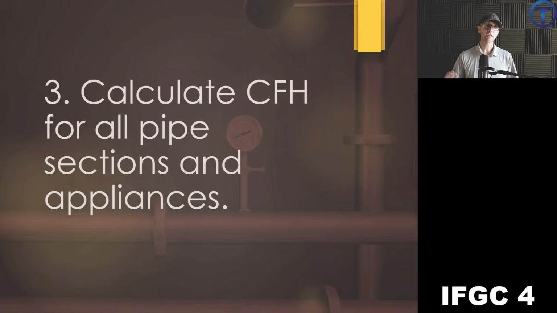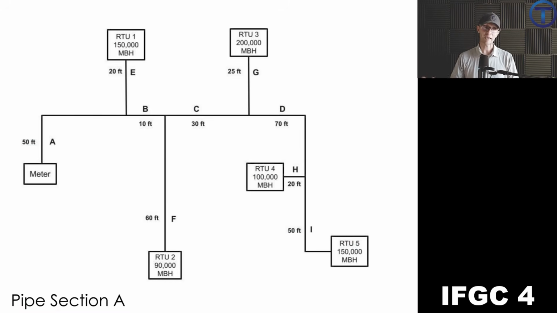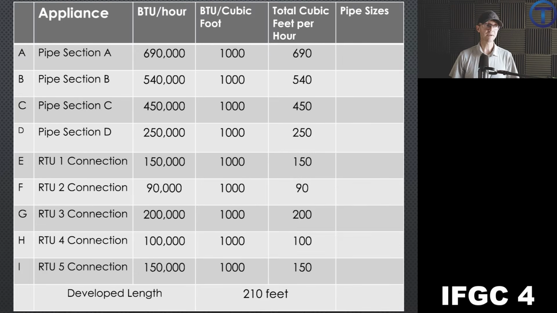Now we'll get into number 3. We're going to calculate the cubic feet per hour for all of the pipe sections and appliances. This is where it's useful to take what we see and put it all onto a larger table where we can spell out all of the sections, all of the BTUs, all of the cubic feet per hour, and find our sizes. Here we go.